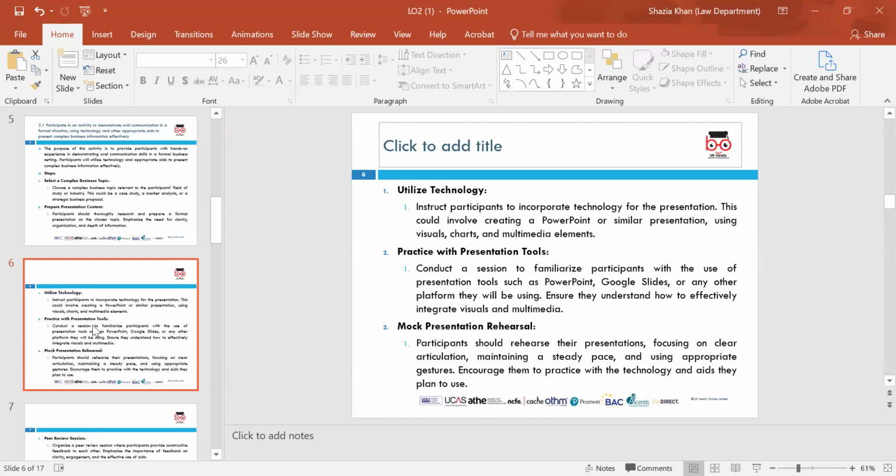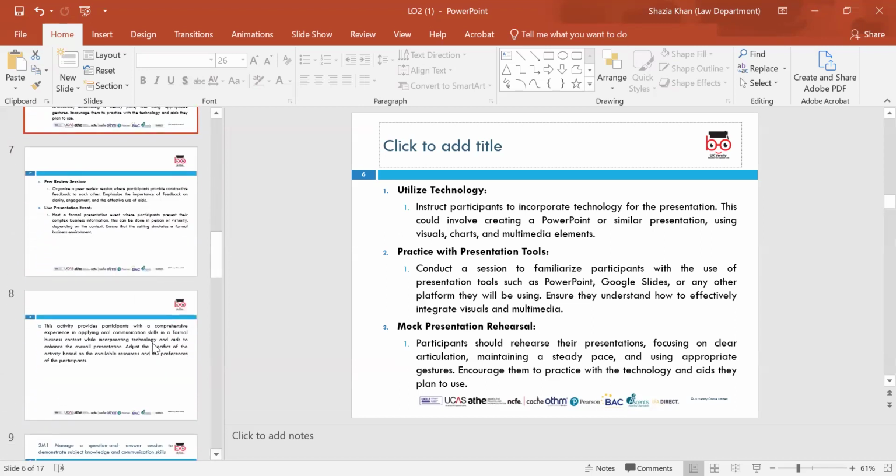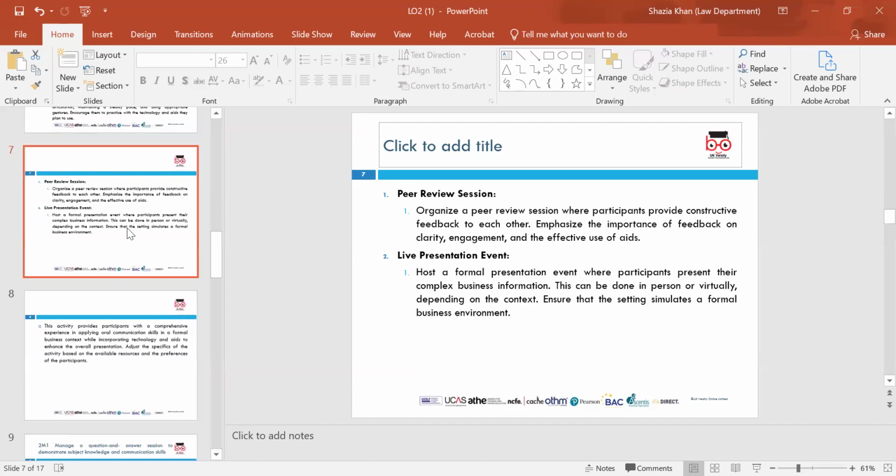Encourage them to practice with the technology and aids they plan to use. So this is what will be discussed more later. Peer review session. Organize a peer review session where participants provide constructive feedback. If you are doing something and you want feedback on it, it's good to get feedback to tell you if you need to do it like this or like that, or if you're doing something wrong. Emphasize the importance of feedback on clarity, engagement, and the effective use of aids.